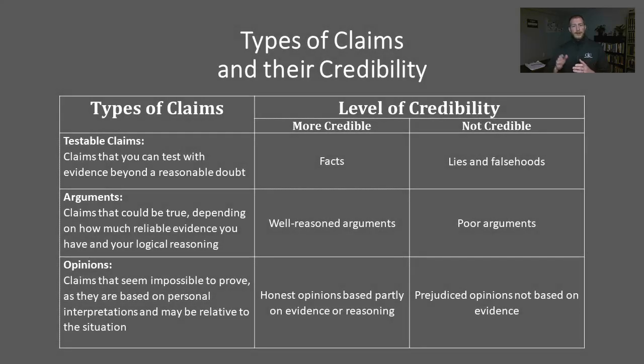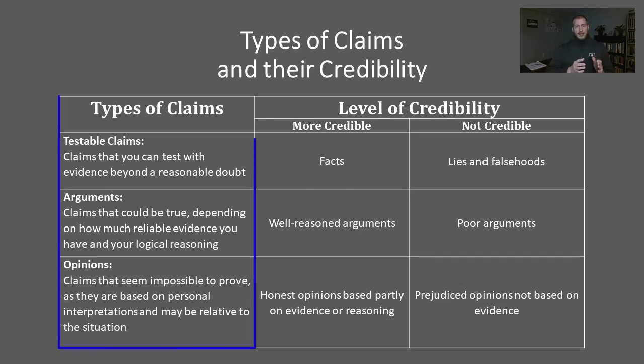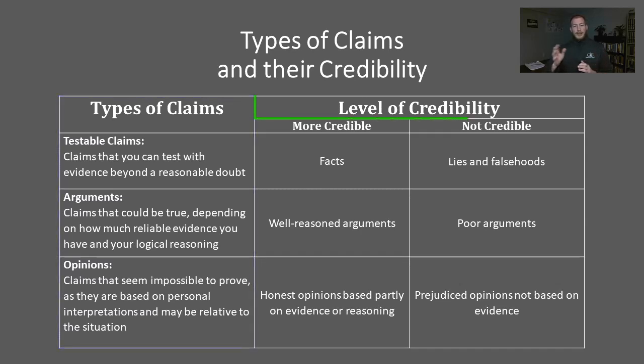So I want to talk through this chart I made called Types of Claims and Their Credibility. A claim is basically something you might hear. It could be a piece of information or an opinion, anything said about the world. On this side of the chart, you can see types of claims listed. And then credibility has to do with whether you should believe it or not. So there are testable claims, arguments, and opinions.